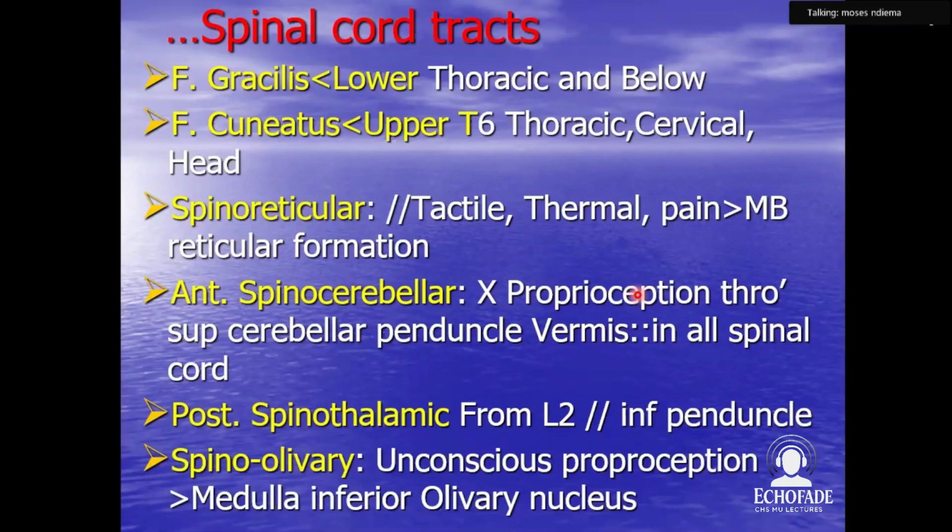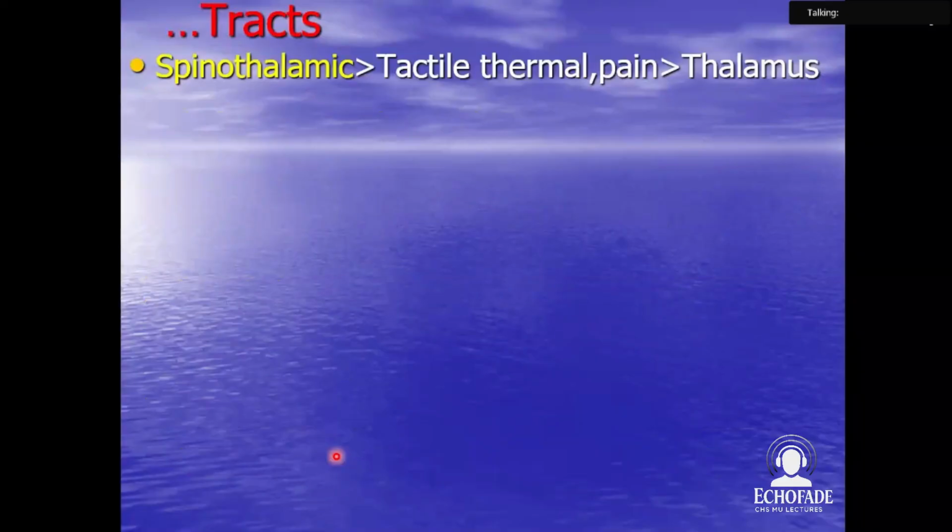Spino-olivary, we are going to look at the olivary nucleus within both the medulla oblongata and the pons, and this is going to the olivary nucleus, which is very important in fine-tuning movement. Fine-tuning our movement, and also through the olivary nucleus, fine-tuning our hearing. Spinothalamic, mainly for touch, temperature, and pain, but this is crude touch, crude temperature, and pain.